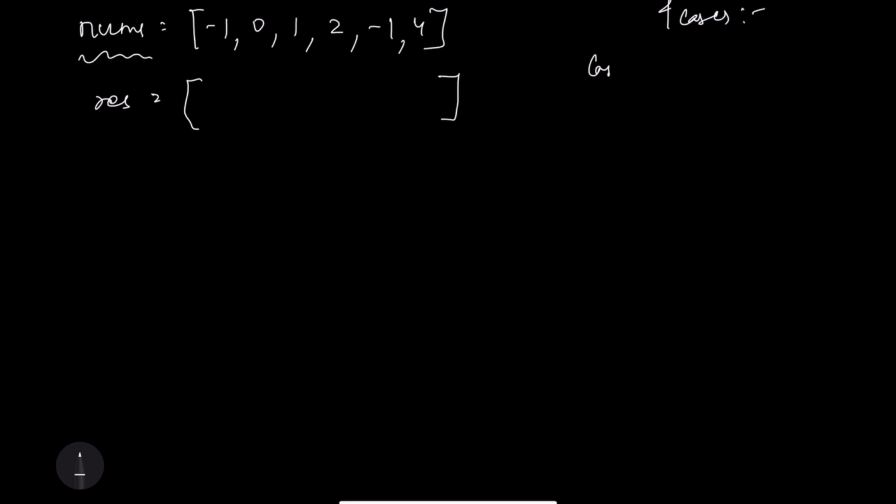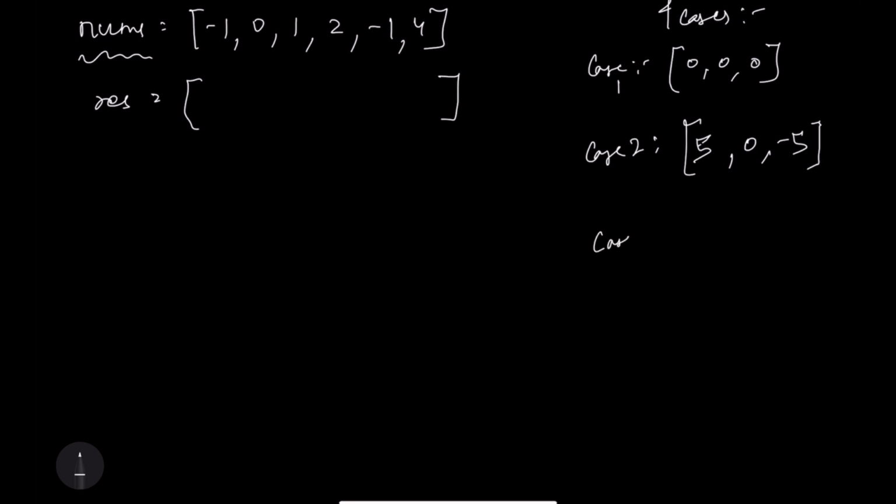Our case 1 can be when all three of them are 0. When all three of them are 0, our sum would be 0. Now this would be case 1. Now case 2 can be when one of them is 0, one would be a positive integer and one would be a negative integer. So in this case our sum would be 0.